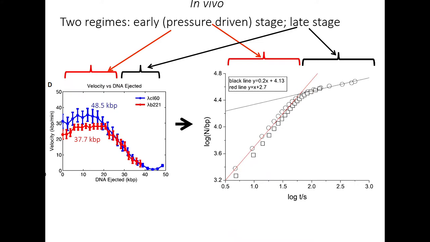You can also plot it differently. You can just plot the number of ejected base pairs as a function of time and take the logarithm for both, and then you clearly see two regimes, right? There's one short-time regime, and it has a slope of one, which means that it is a driven process, right? So it's just constant velocity, more or less. Not exactly, but more or less. And then there's another slope, and that slope turns out to be 0.2, right? So one of the things we try to do is to come up with a mechanism that explains the value of that slope at long times, right?